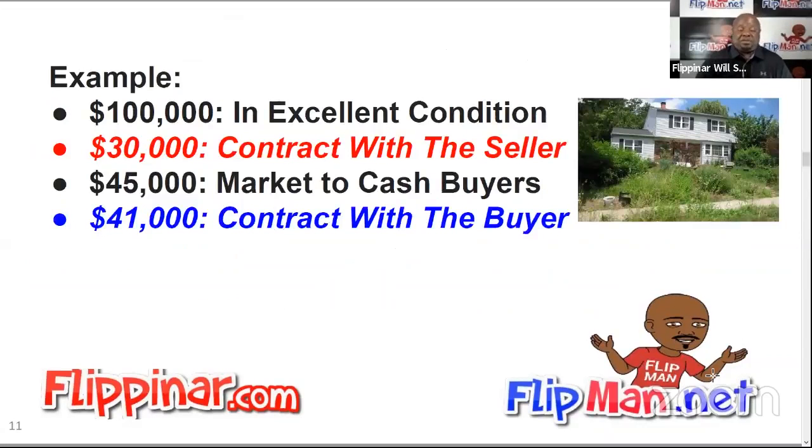Here's an actual example, some numbers. Example, we'll say a house will appraise for $100,000 in excellent condition. We call that ARV, after repair value. But don't get it confused with repairs and value.